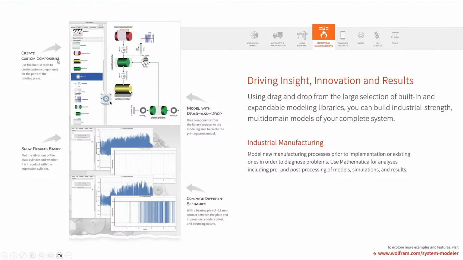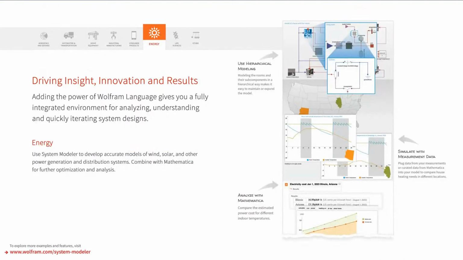And it has a drag and drop environment where you can build up your models. Like in this case, you have something from a printing press where a customer was investigating how certain vibrations would affect quality of printing. But it could be rather different types of systems than that. As I said, you could use it for cooling and heating also.